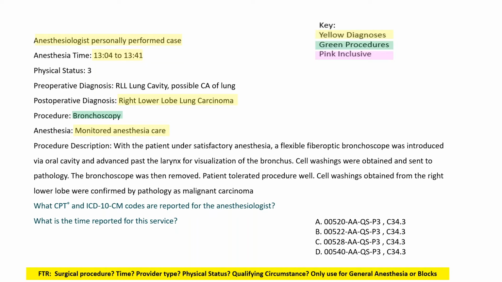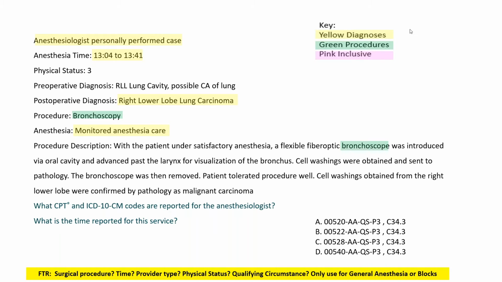And quickly, what will be the monitored anesthesia care modifier? Quickly, coders. Yes, I said you guys are awesome anesthesia coders. QS modifier. That is what we apply when monitored anesthesia care has been given. And we are having P3 status, physical status modifier as well here.